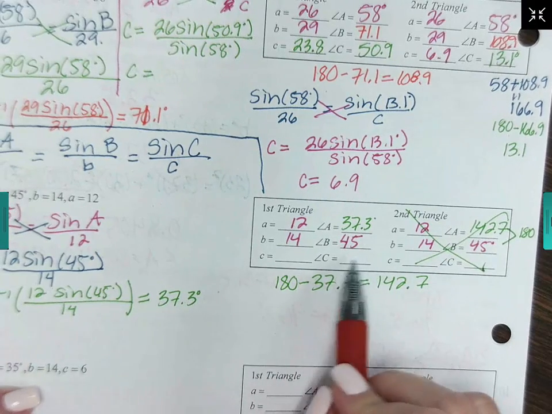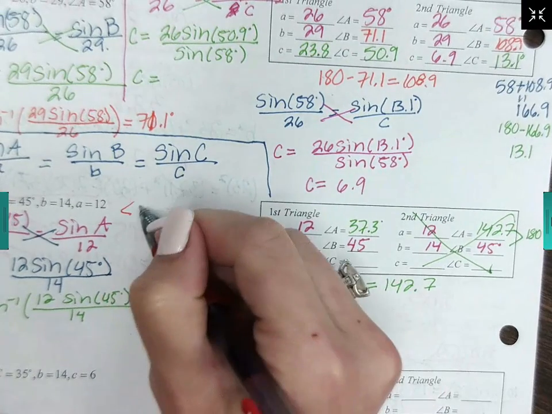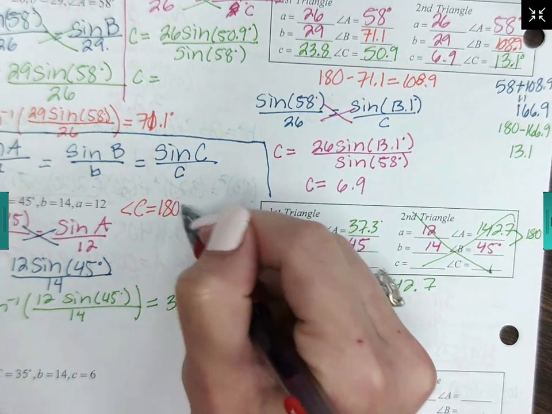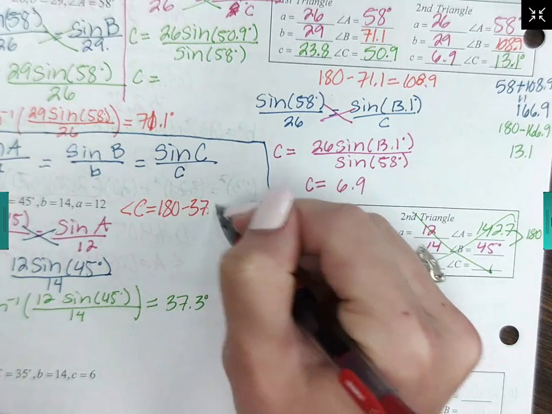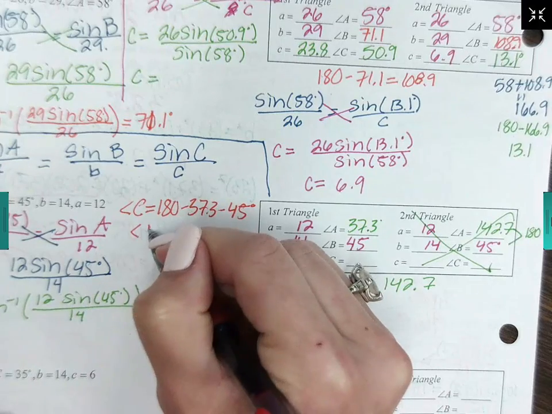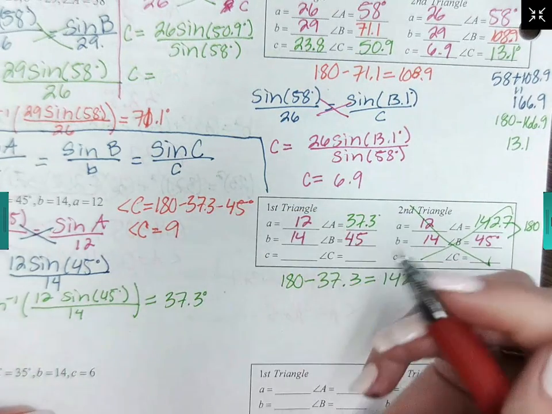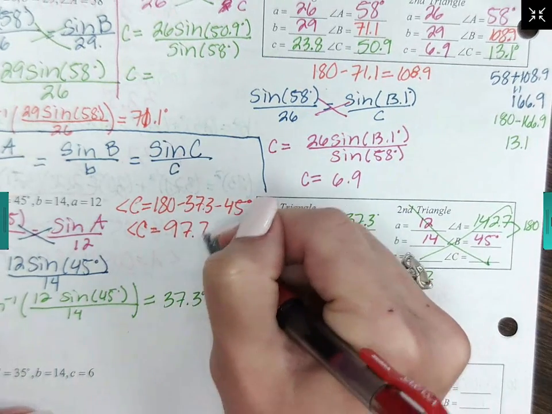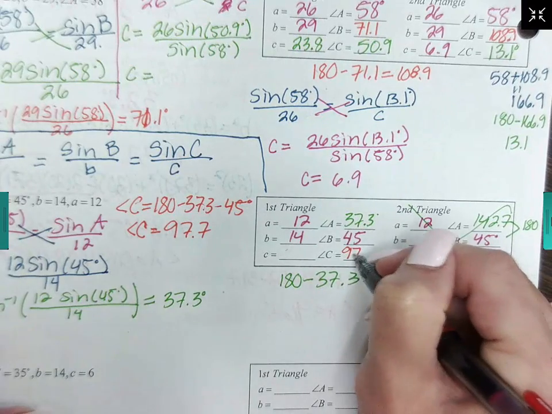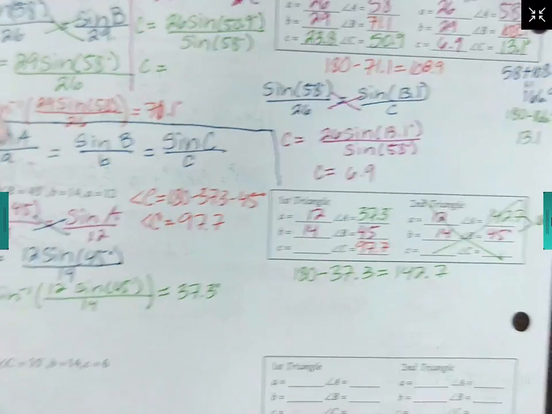But on this first one we do, and we're about to find that. Angle C is equal to 180 minus angle A, which is 37.3 degrees, minus angle B, which is 45 degrees. So what is the measure of angle C? Could you speak a little bit louder? 97.7? Good. Okay, and then, lucky us, law of sines one more time, and then we will be done with this problem.